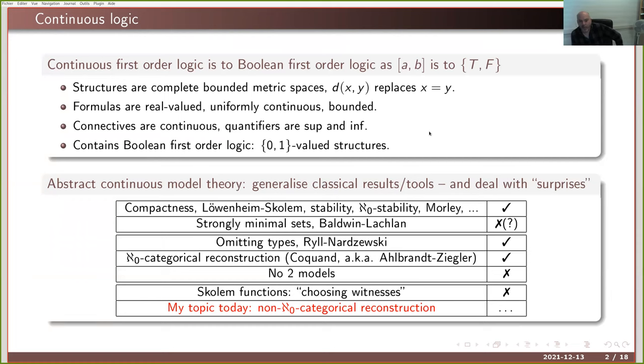And somehow collateral damage from that is that you have problem with reconstruction of non-ℵ0-categorical theories. And so that's what I'm going to talk about today. So there is some funny surprise. In the end, it does go through quite well, but okay, there is a surprise that's different from other surprises I had seen before that.